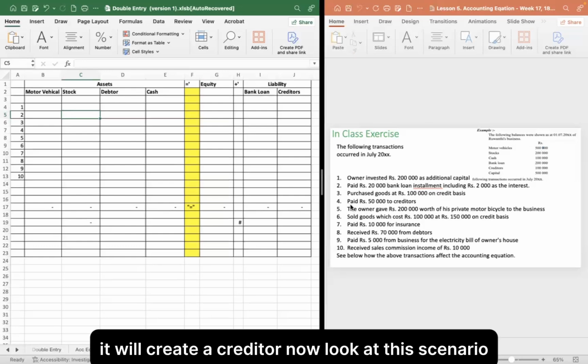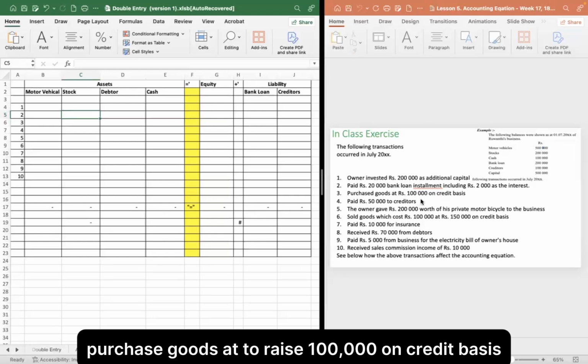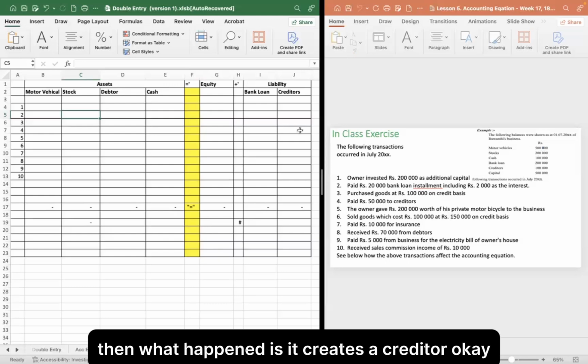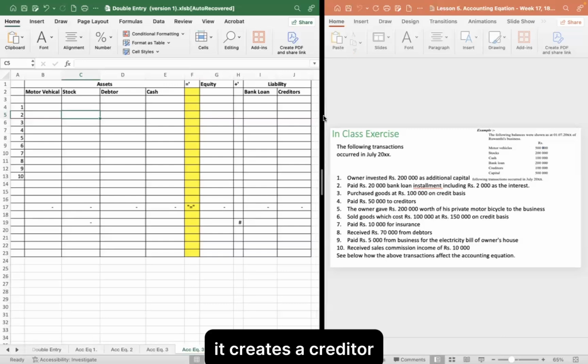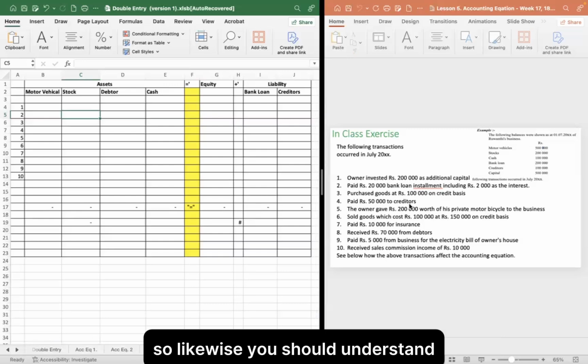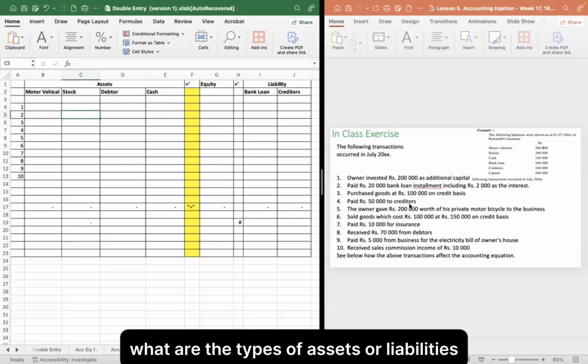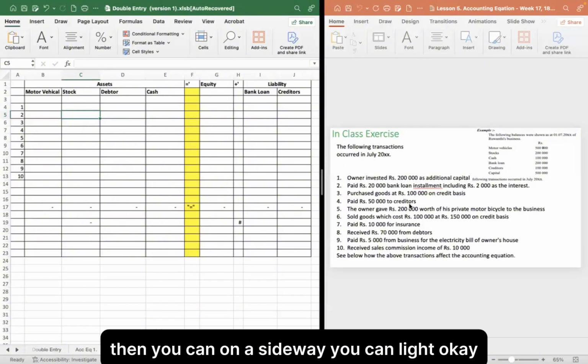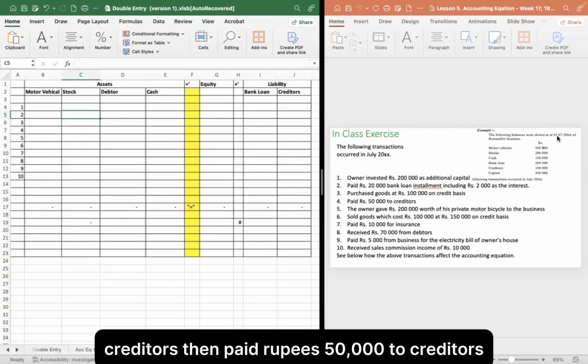Now look at this scenario. Purchase goods at rupees 100,000 on credit basis. So you have bought on credit basis. Then what happened is it creates a creditor. So likewise, you should understand what are the types of assets or liabilities inside each transaction. Then on the side, you can write, okay, creditors.